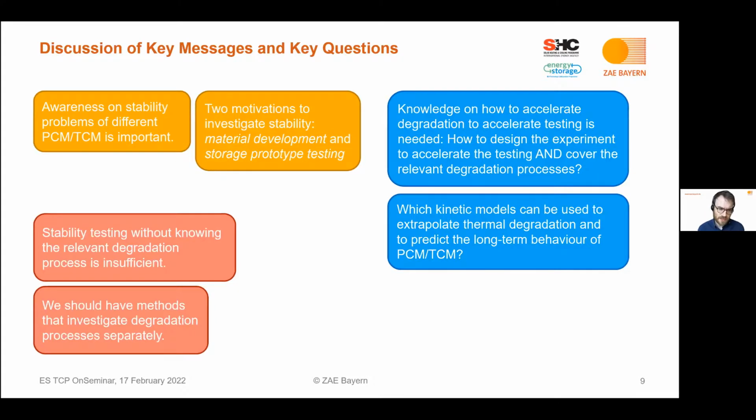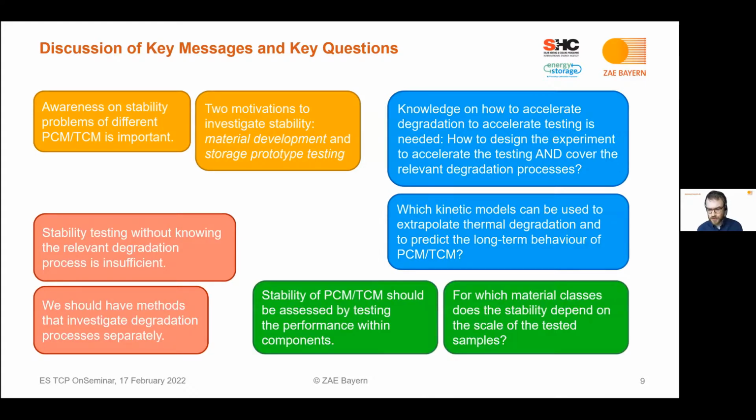As already said, we want to look at the different degradation processes. So it's important to test stability knowing which processes are involved. And that means that you need to have methods that can separately investigate different degradation processes.